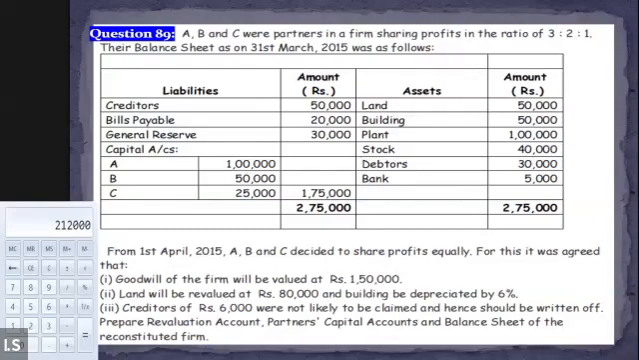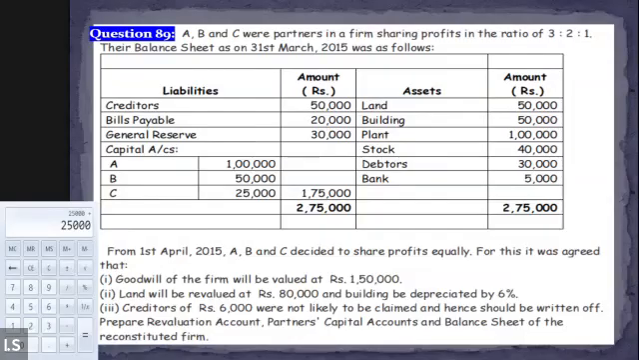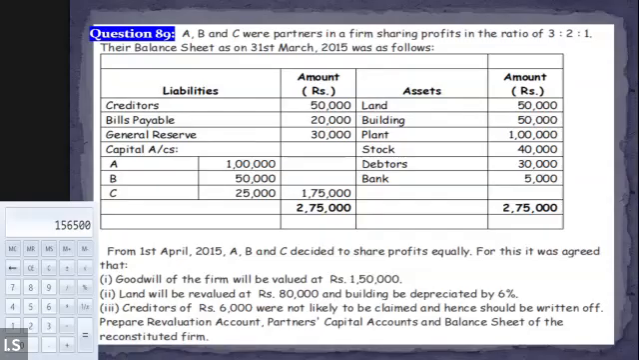Sir, I got 1,56,500. Everyone, I got 1,56,500. 25,000 plus 16,500 plus... Yes, sir, 500. Okay. Yeah, that is it. 1,56,500.